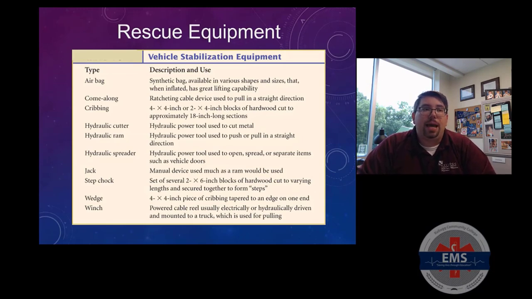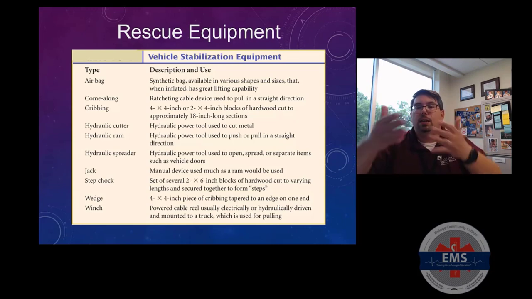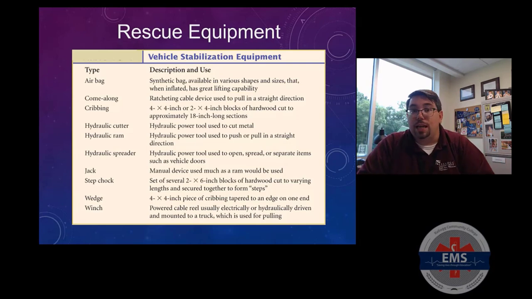Airbags are synthetic bags available in various shapes and sizes that, when inflated with air, have a very great lifting capability and are used for stabilization. A come-along is a ratchet-type device that is utilized to pull a load in a straight direction. Cribbing is an example of 4x4 or 2x4 blocks cut into about 18-inch long sections that allow us to use them like Lincoln Logs and crib up a section to stabilize a vehicle or stabilize an object.